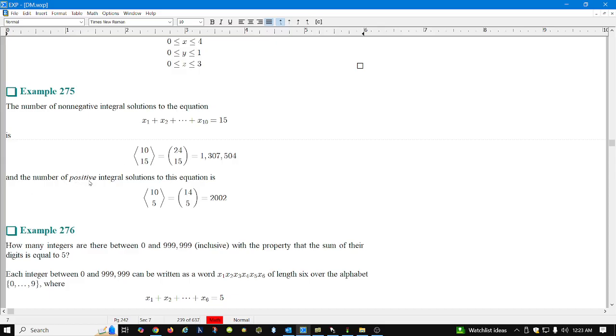The number of non-negative integral solutions to this equation is 10 multi-choose 15, which is 24 choose 15, 1,307,504. So these are the non-negative integral solutions, just the natural lower bounds. But if we insist that the variables be positive instead of non-negative, that means each of the lower bounds here is 1. We have 10 of them, so we subtract 10 from the lower number. We get 10 multi-choose 5, which is 14 choose 5, which is 2002. It seems a little bit of a surprise. Switching from non-negative to positive solutions really drops the number of solutions dramatically.